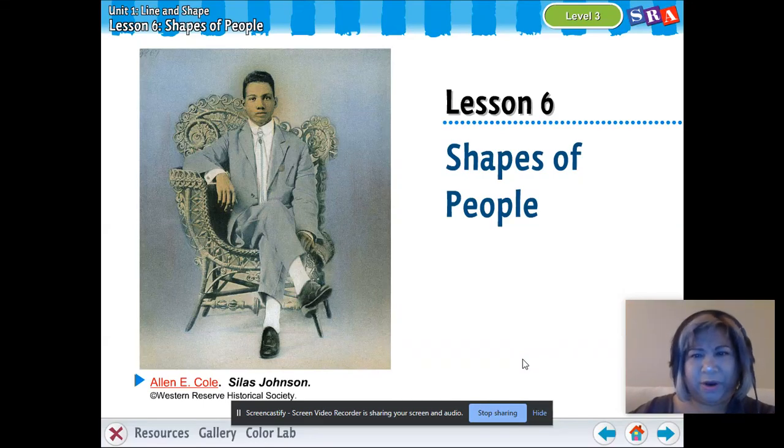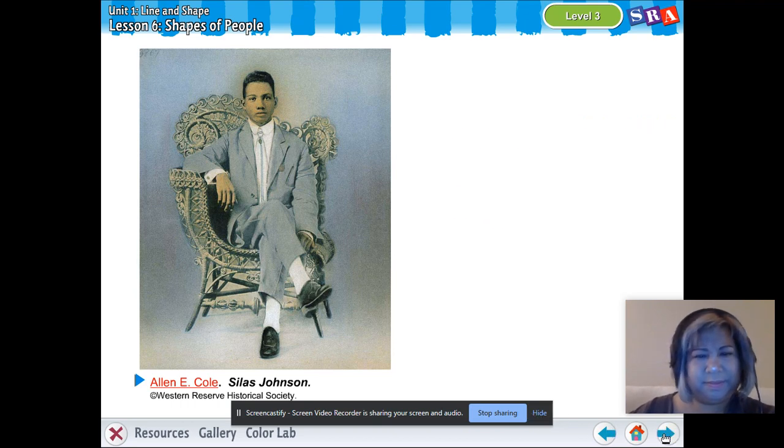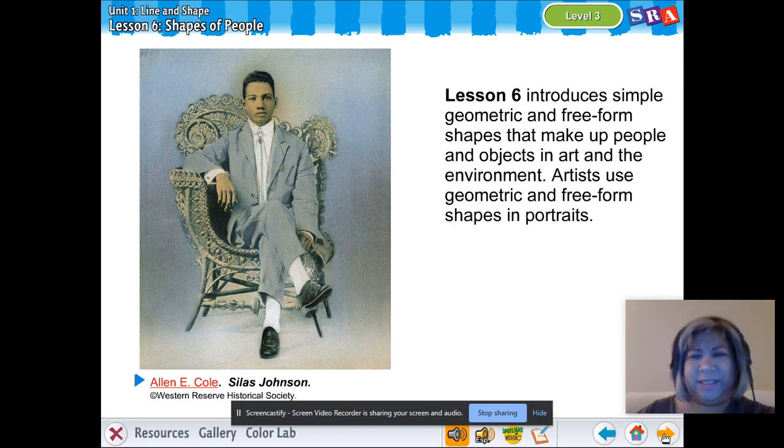Hey guys, we are on lesson 6, Shapes of People. This lesson is going to introduce geometric shapes and freeform shapes that make up people and objects in art and around us in our environment. Artists use geometric and freeform shapes in portraits.